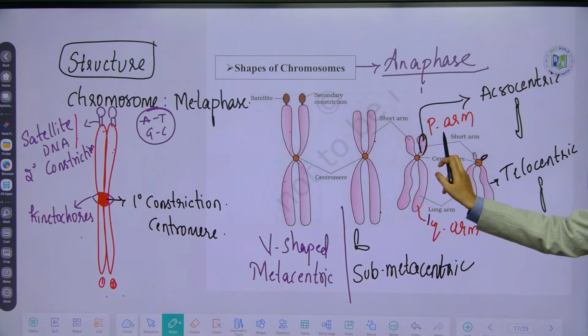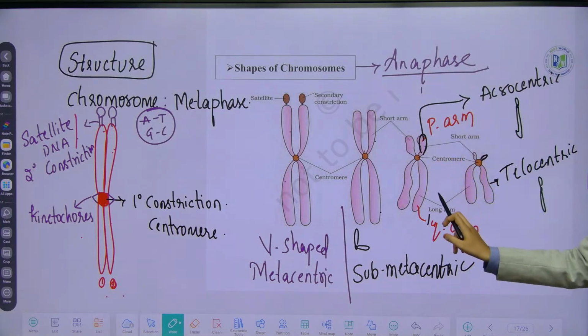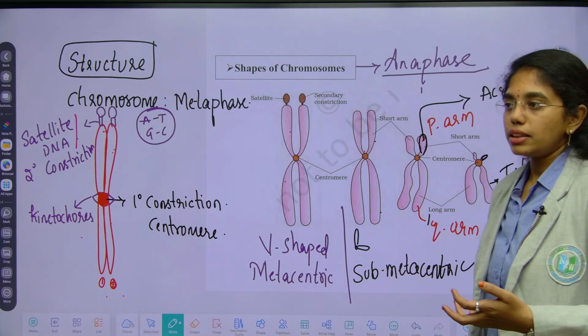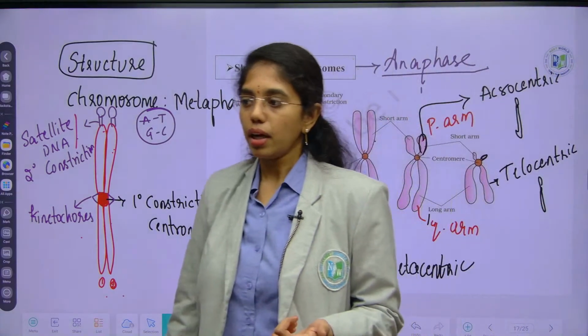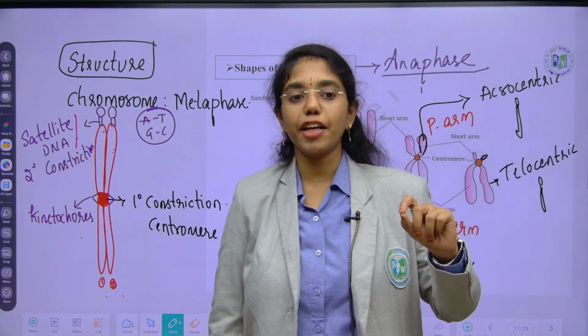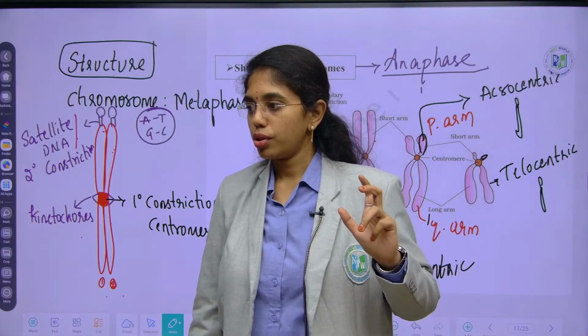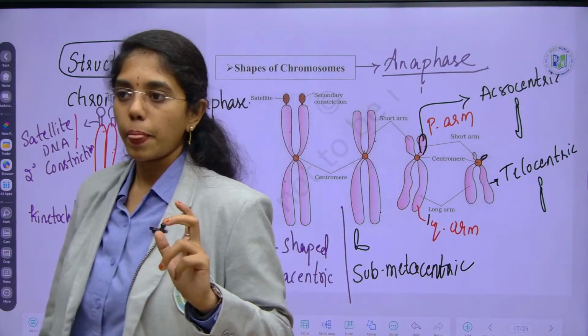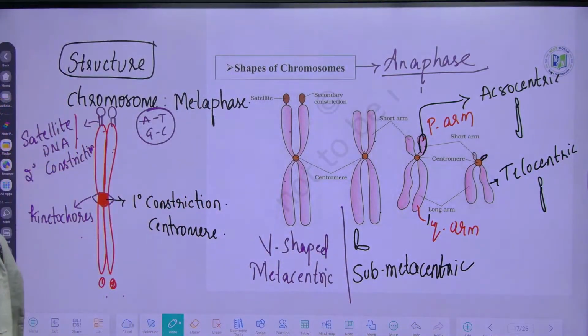Short arm is known as what? Long arm? That term is not asked till now, but keep it in your mind. If they have one short arm and one long arm, those are known as heterobrachial chromosomes. Heterobrachial. So, clear on structure and shapes.